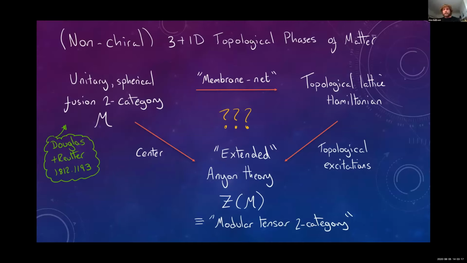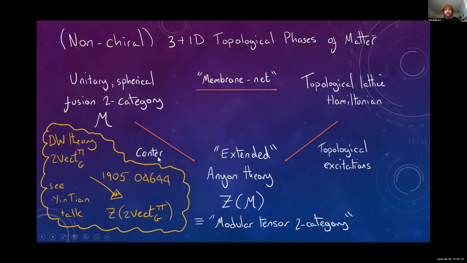And to this kind of data, again, we have a notion of center, which should give us what I'm going to call an extended anion theory. By extended, what I really mean is that the excitations in this theory are no longer going to be just point particles, but extended excitations like strings or loops, like in Clement's talk. And we want to understand some categorical package, which I'm going to call a modular tensor 2-category, as a nice way of discussing and describing this kind of physics.